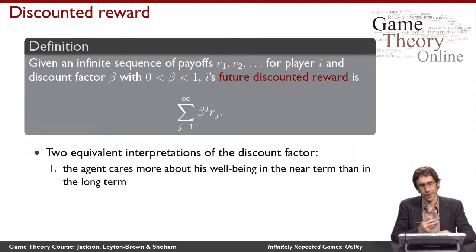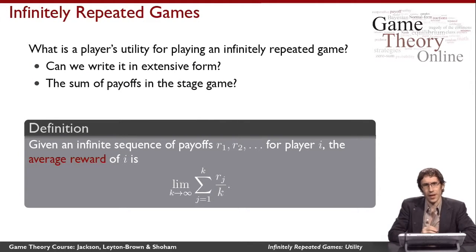The reason we have a second definition is that there's something kind of counterintuitive about the average reward. Let me put it back up. The reason that it's kind of counterintuitive is that if I get some bad payoff for a finite amount of time.